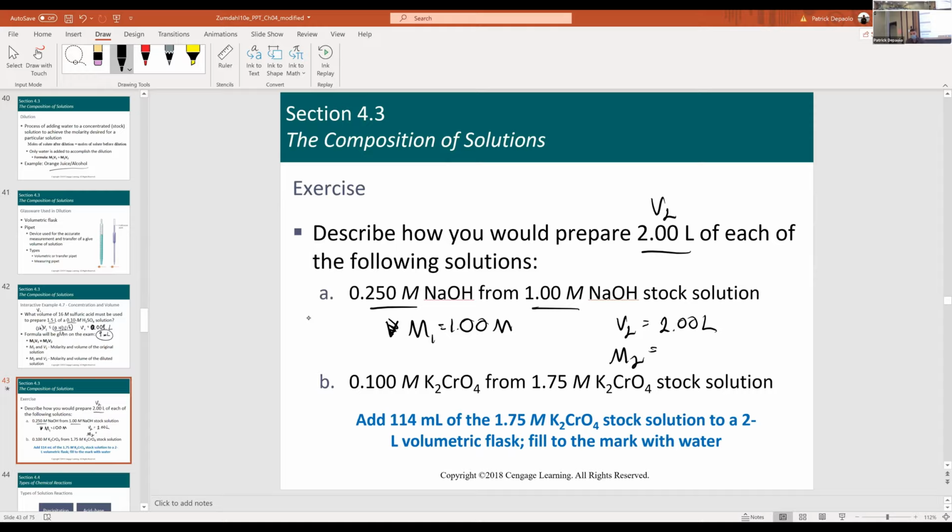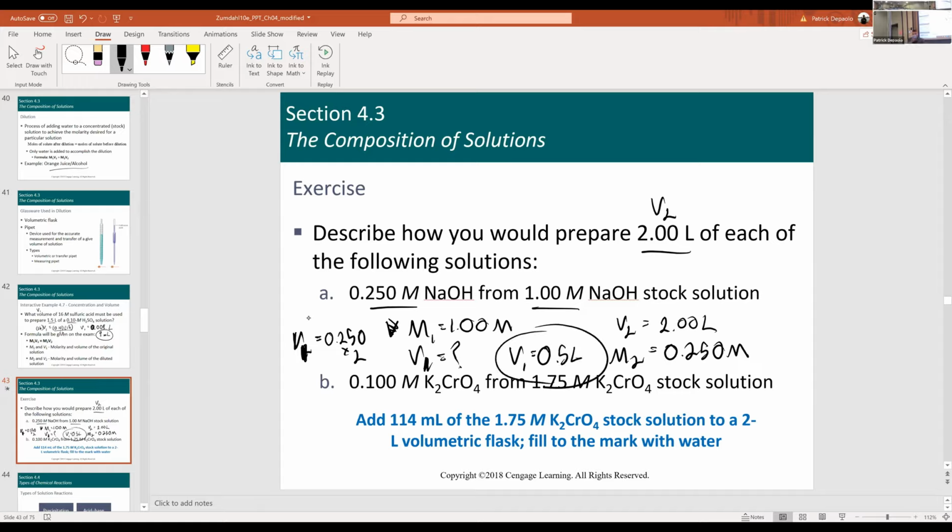So you're making a 0.25 molar from a 1 molar, so M2 is 0.25 molar. And then your V1 is what you don't know. So you can do 1 times V1, so basically V1 equals these two numbers multiplied together: 0.25 times 2, which is 0.5. So V1 equals 0.5 liters.